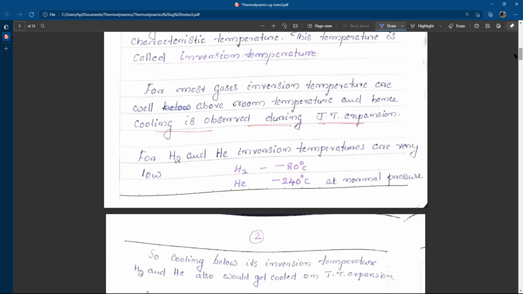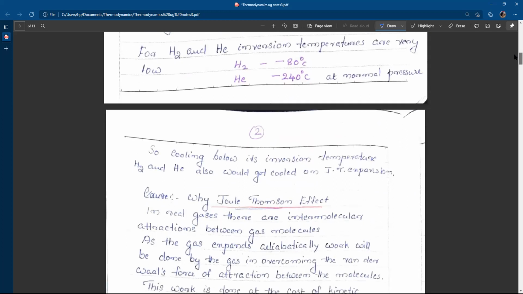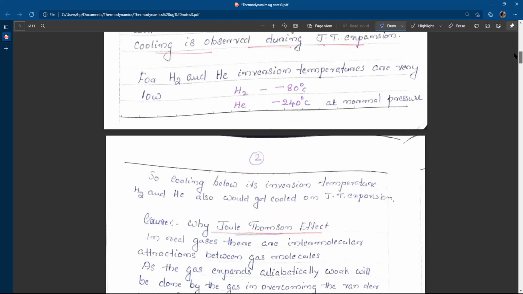At normal pressure for hydrogen and helium. So cooling below its inversion temperature, hydrogen and helium also get cooled on Joule Thomson expansion. If we carry out the Joule Thomson expansion of hydrogen below -80 degree centigrade, we get the cooling effect on expansion.